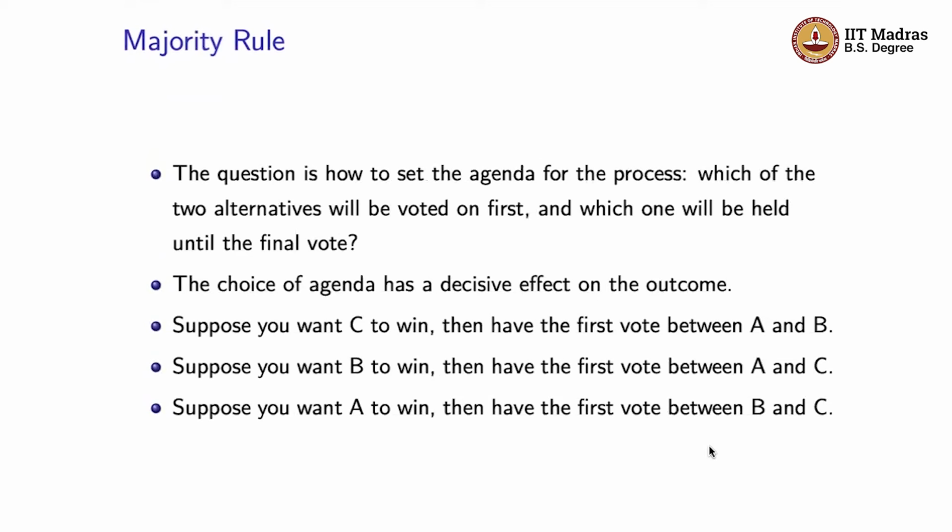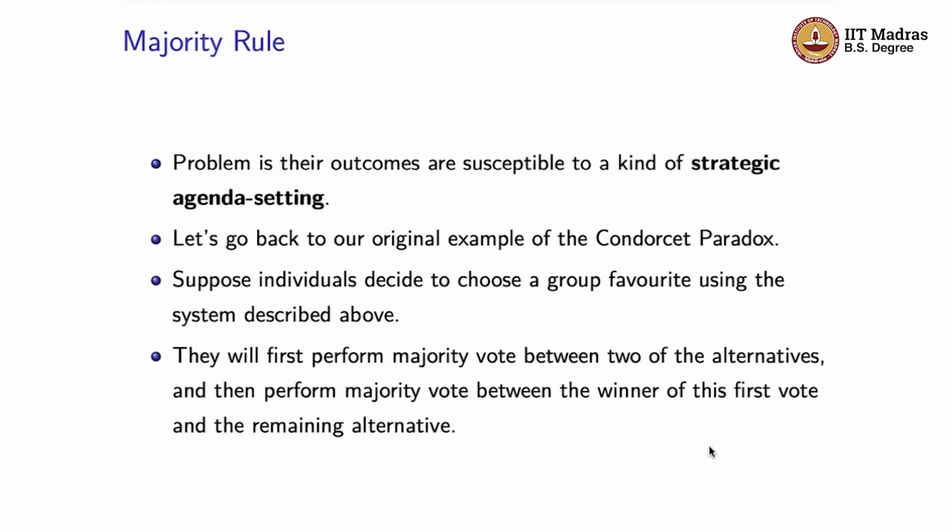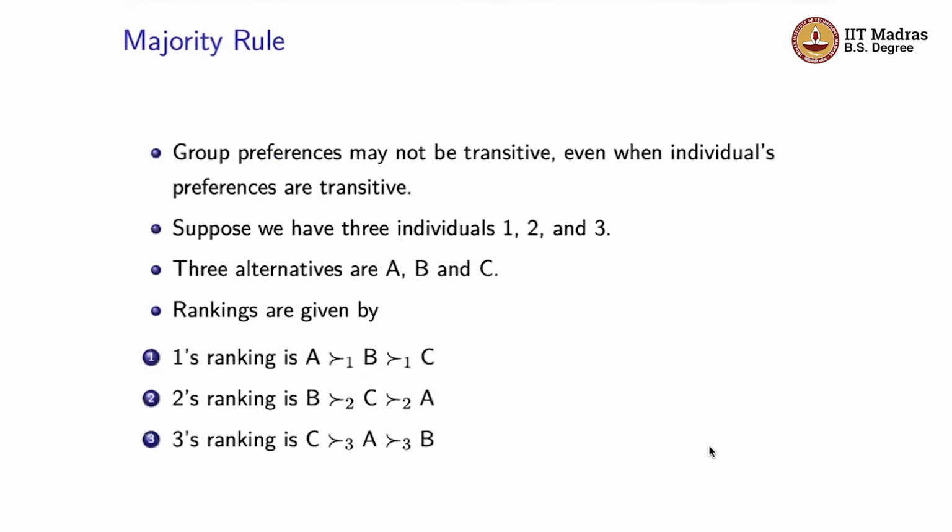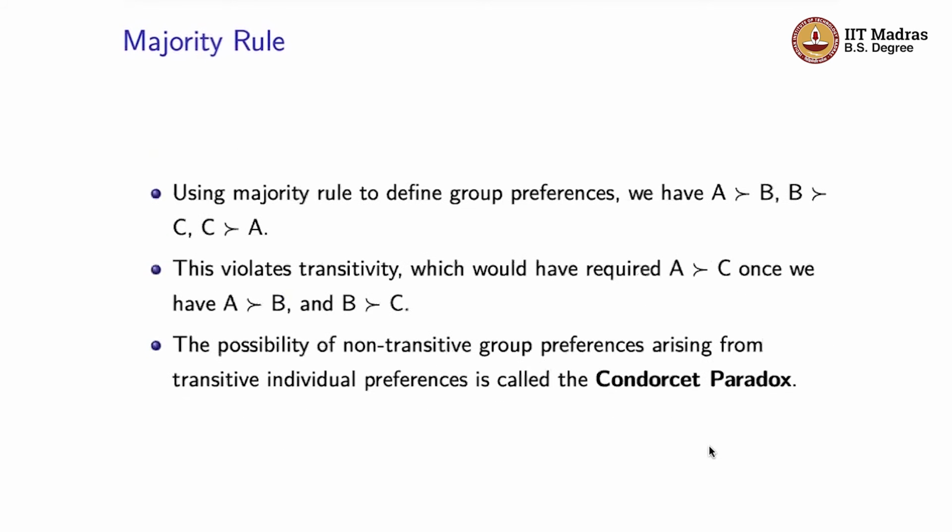So, for example, suppose you want C to win, what should you do? You should have A versus B fight first. Why? Because if you have a vote between A and B, right, we see from here that A would defeat B, right? But now if you have a vote between A and C, we know that C is going to win, right? So if you wanted C to win, you should have A versus B in the first round.